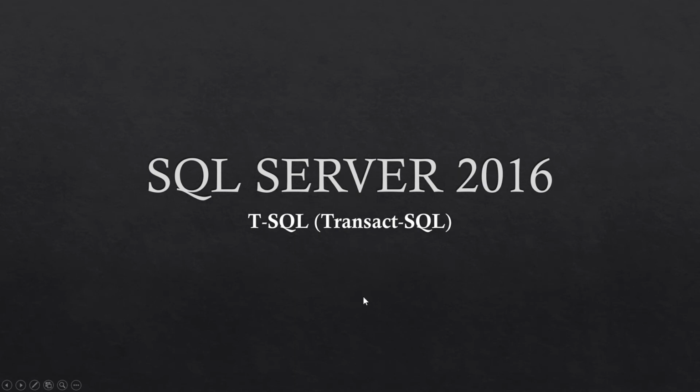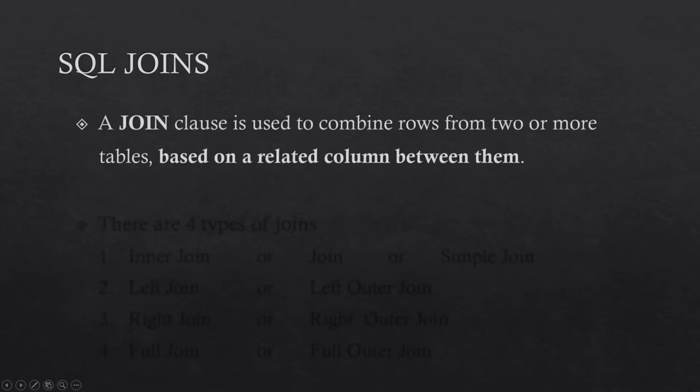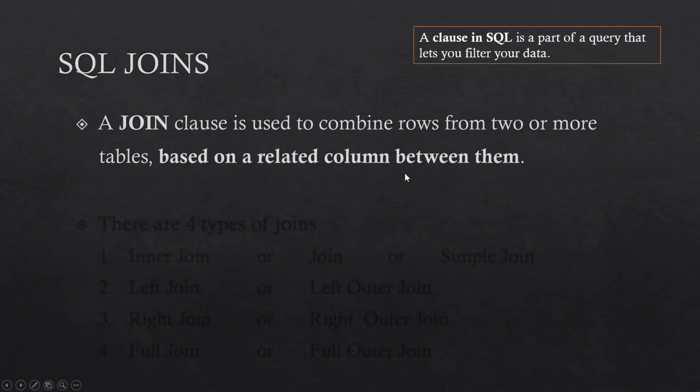So the video is about joins, and joins are considered to be one of the hard topics to understand for anyone who is new to joins, but they are actually pretty easy. So let us try to understand what are joins. A join is a clause used to combine rows from two or more tables based on a related column between them. This may be impossible for you to understand right now, but once we start doing the example, you will understand what this means.